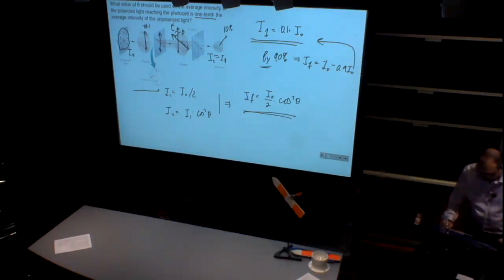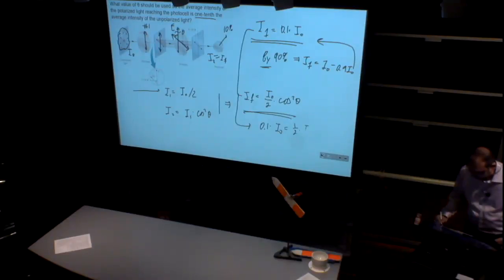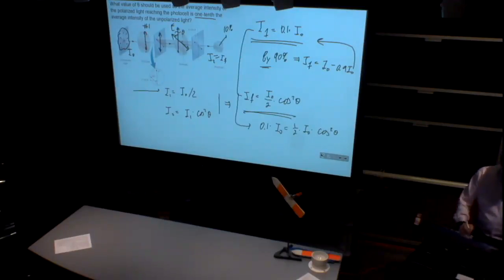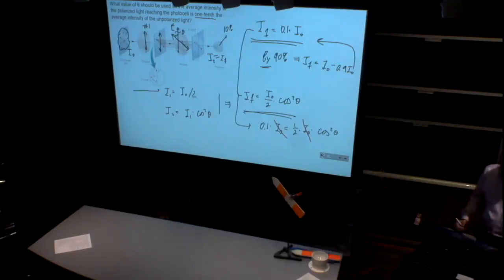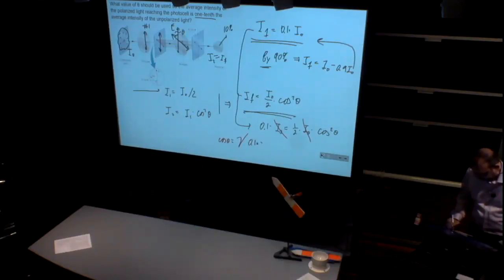So now we can combine these two equations together, right? 0.1 times the initial should be equal to 1/2 times the initial times cosine squared of the angle we are looking for. And see what happened? A miracle. That very variable we didn't know, it wasn't given to us, doesn't matter because it is canceled. Now we just have to solve an equation. Cosine of this angle should be equal to the square root of 0.1 times 2.